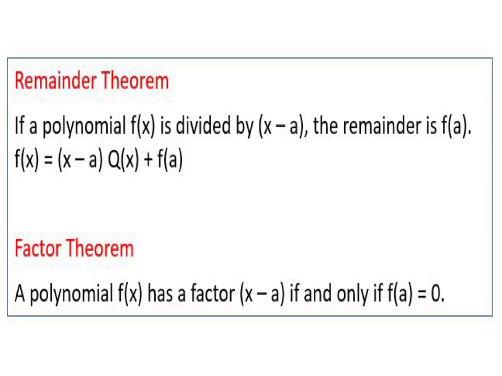So the two theorems that we're going to be talking about are the remainder theorem and the factor theorem. The remainder theorem: if a polynomial f of x is divided by x minus a, the remainder is the same thing we get if we do f of a. And so they have it written there too. Factor theorem: a polynomial f of x has a factor x minus a if and only if f of a equals 0.